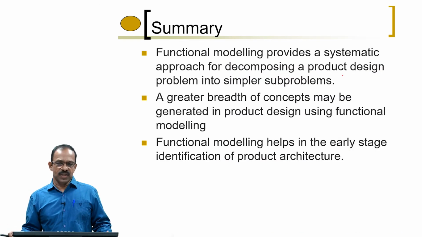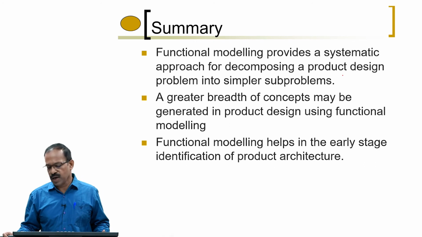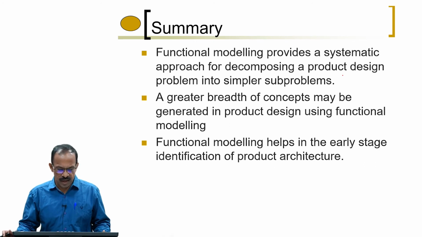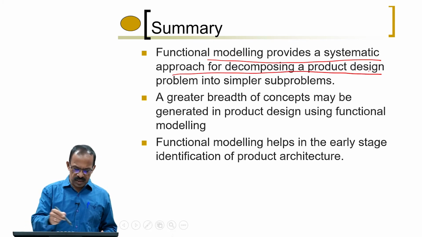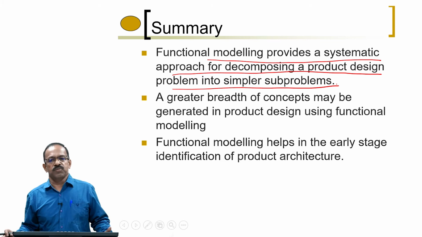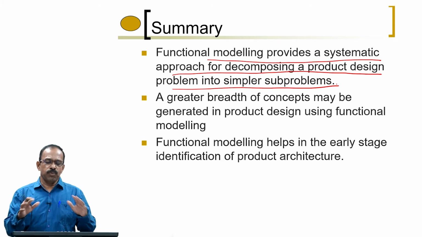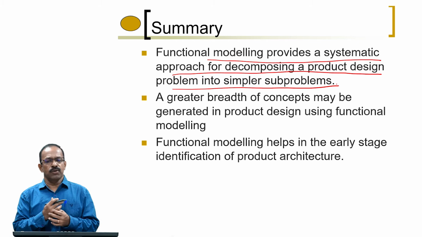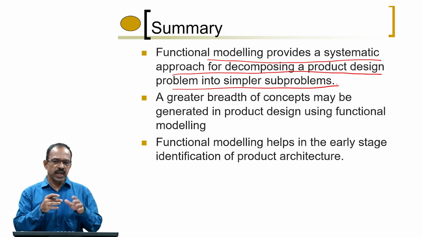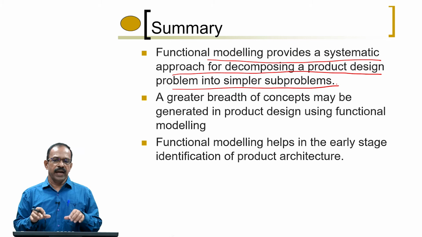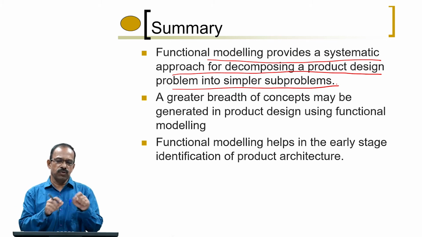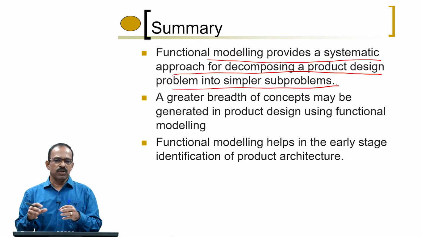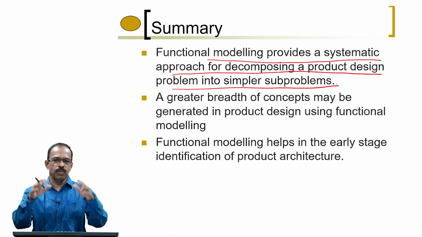Okay, so to summarize the discussion that we had in the last few classes about functional decomposition: functional modeling provides a systematic approach for decomposing a product design problem into simple sub problems. We had the problem of designing a tea brewer, or iced tea brewer. We have decomposed that into small functions, and now the question is how a particular function is to be provided in the product. We are dividing this into small problems, and by solving all these sub problems, we will be able to solve the big problem.